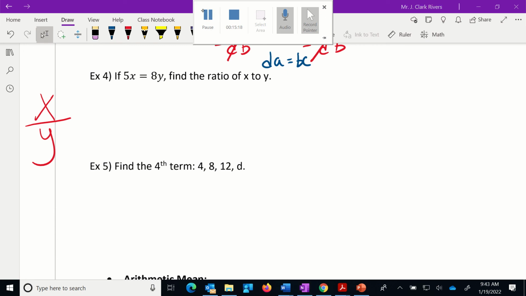We're looking at 5x equals 8y. We want the y to be in the denominator. We want the x in the numerator. Well, the x is already in the numerator, so the x does not have to move. The y does have to move. So I'm going to divide by y on both sides. And once I do that, I end up with 5x over y equals 8. Questions about that first step?